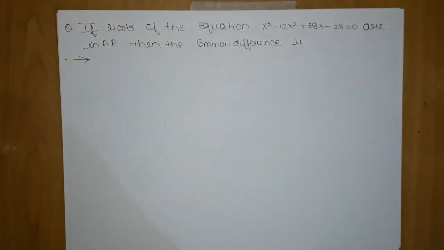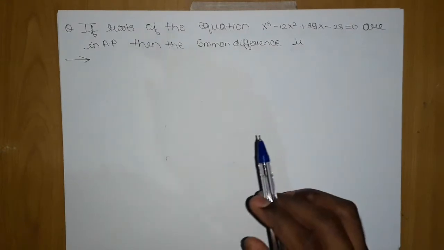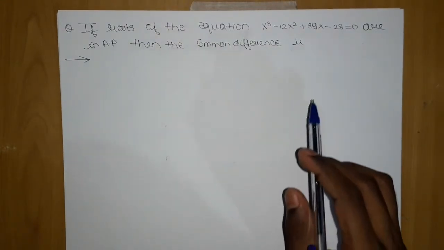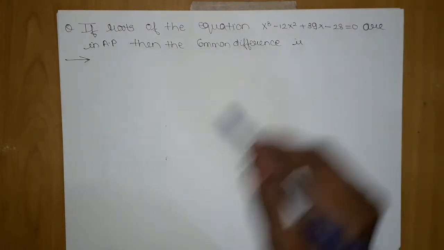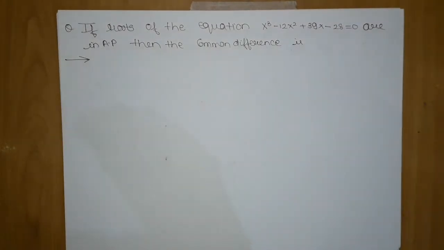The first question says: if the roots of the equation x cube minus 12x square plus 39x minus 28 equal to 0 are in AP, okay, the roots of this cubic are in AP, then the common difference is. Now to solve a cubic equation, the main thing is hit and trial. So we will just try the hit and trial method.